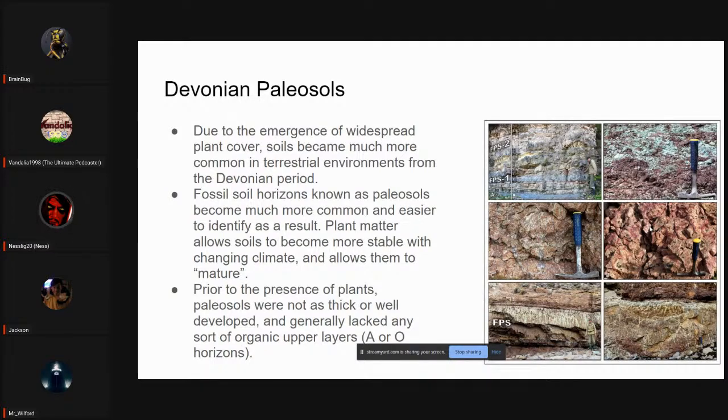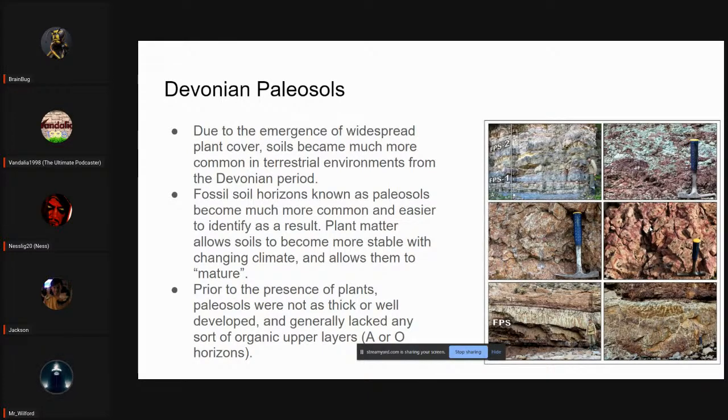So pretty cool. But plants also had a particularly interesting effect on geology, aside from the rivers, and that was due to how they affect soil development. So during the Devonian, as plant cover starts to become more and more widespread, you start seeing a lot more fossil soils. And it's debated as to whether or not they made soils more common or if they just made them easier to identify and preserve.